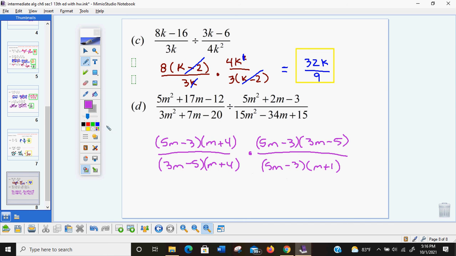So now that we have everything factored finally, we can cancel. So let's start doing up and down because I noticed that's going to cancel. And over here on this side, that's going to cancel. Now let's try across. That doesn't, but from here to here, that cancels. So all I have left is 5m minus 3 on top and m plus 1 on bottom. So just remember, factor first, then do keep it, change it, flip it, and it will be just like example 4.